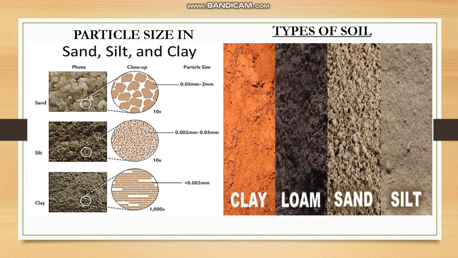Clayey soil, loamy soil, sand, silt. This is the particle size in sand, silt and clay. In sand, the particle size is 0.05 mm to 2 mm, in silt 0.002 mm to 0.05 mm, and in clay less than 0.002 mm.